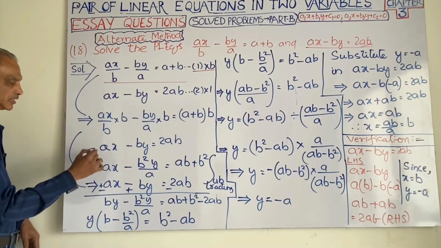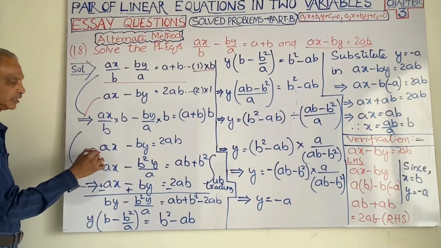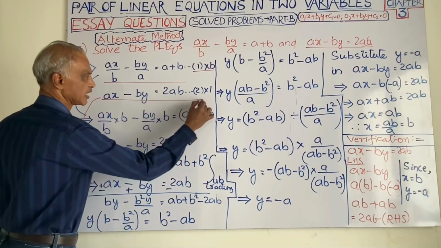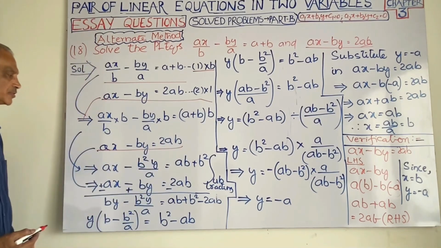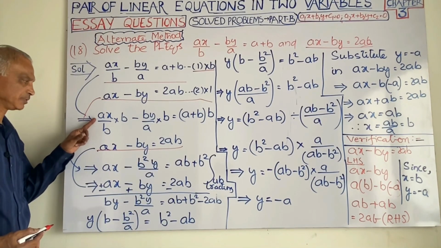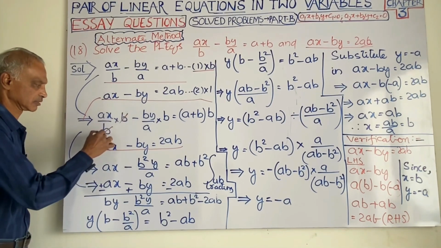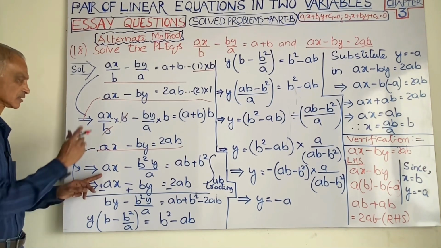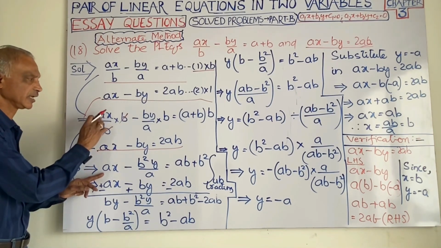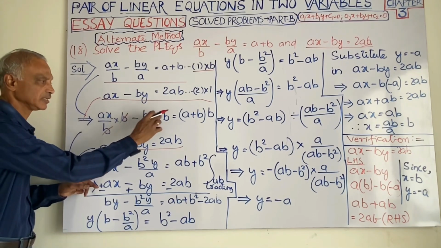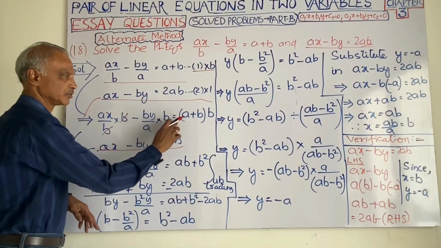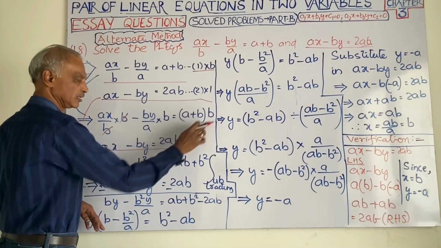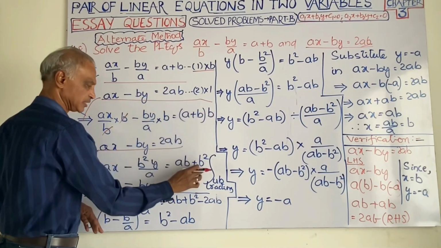Next, the other equation I am multiplying with 1, so I have taken the same equation. See, ax/b into b, you will get ax. This implies ax plus b square y by a is equal to ab plus b square.